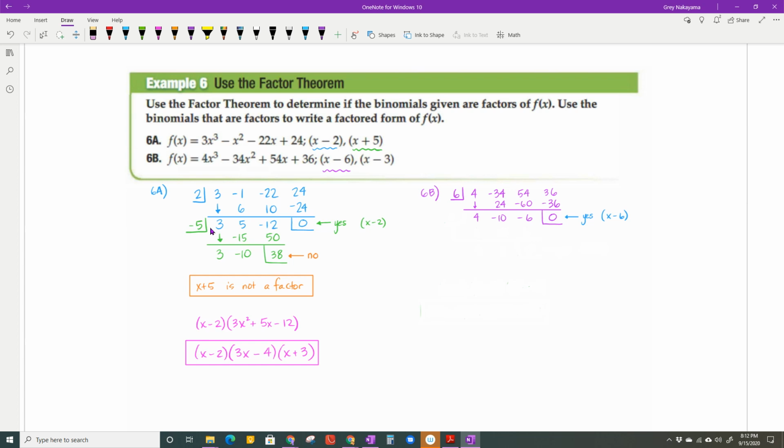And so now I'm going to try x minus 3. And so in my little box out here, I'm going to put a 3. And I'm going to carry down my 4. 3 times 4 is 12. -10 and 12 is 2. 3 times 2 is 6. And -6 and 6 is 0. So yes, I have another factor.